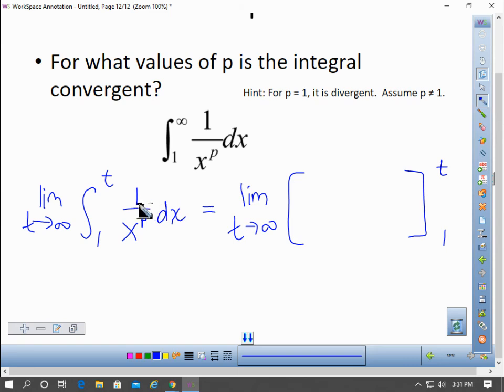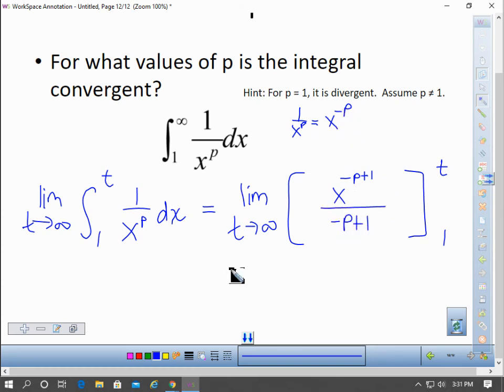What's the antiderivative of 1 over x to the p? Well, think about 1 over x to the p. 1 over x to the p is the same thing as x to the negative p. So how do you find the antiderivative of x to the negative p? You're going to add 1, so that'd be x to the negative p plus 1. And then you're going to divide by your new power, which is negative p plus 1, right? Whenever you do an antiderivative, first of all, you bring your variable upstairs, change the sign of your exponent, and then to do the antiderivative, you add 1 and then divide by your new power. So that's what we would get for our antiderivative.